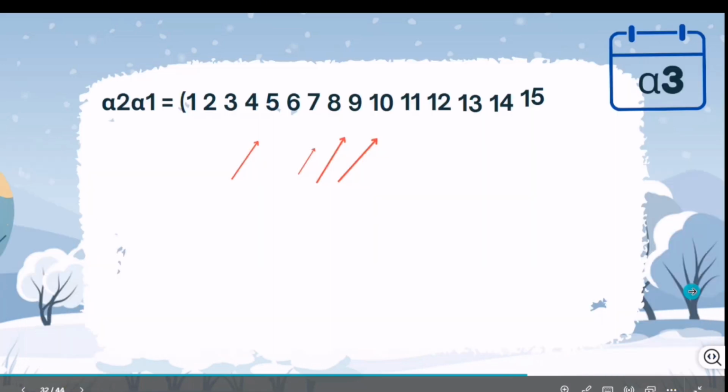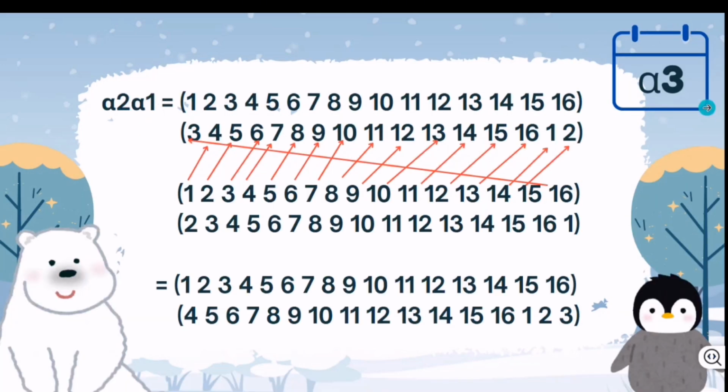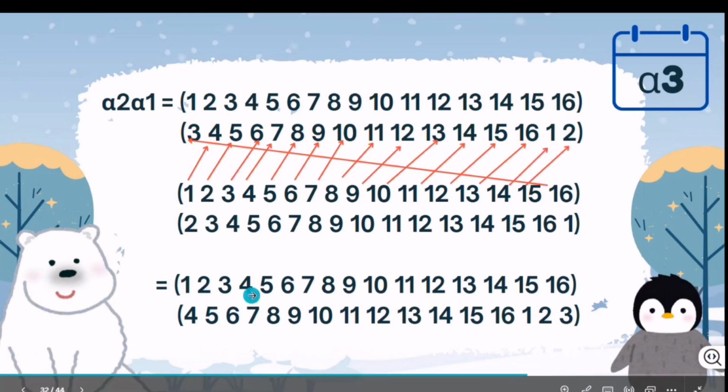And the next one, we have alpha sub 2 and alpha sub 1. The result is alpha sub 3, which is equal to 1 to 4, 2 to 5, 3 to 6, 4 to 7, 5 to 8, 6 to 9, 7 to 10, 8 to 11, 9 to 12, 10 to 13, 11 to 14, 12 to 15, 13 to 16, 14 to 1, 15 to 2, and 16 to 3.